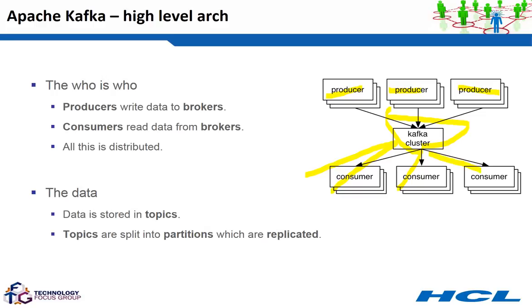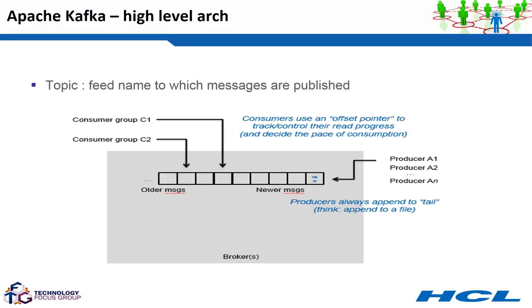So all these will go and pull the required messages. So the high-level architecture of Kafka continues. We have a producer. If a producer wants to publish a message to a given topic, they will simply append to the end or the tail of the queue, the topic basically. So the producer always appends to the tail.